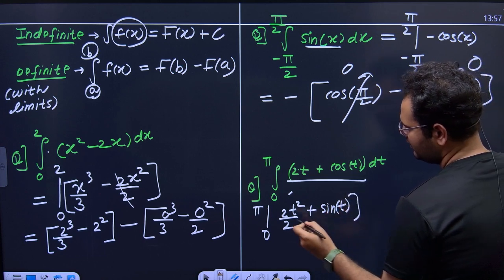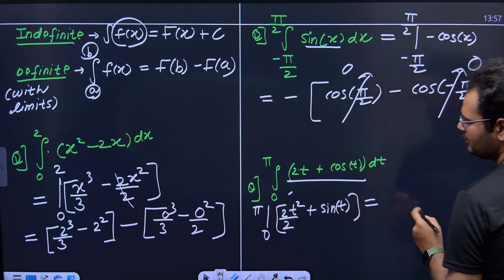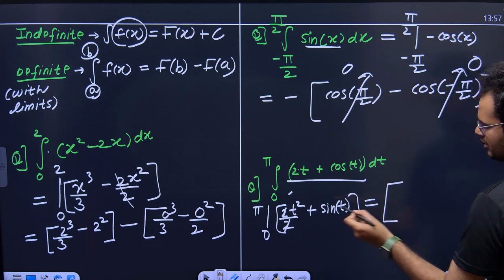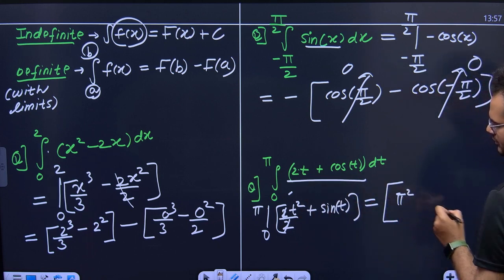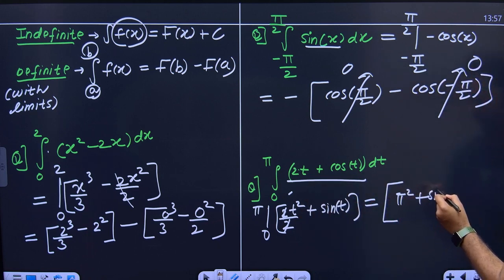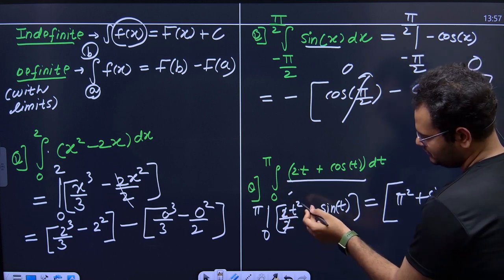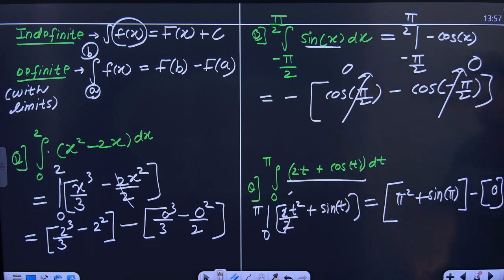Okay. Then what do I have to do? Simply you have to apply the limits. First, 2 and 2 will be cancelled. So upper limit is what? Pi. You put here pi square plus sin pi, minus everything 0 will come. You substitute here 0. Here it will be 0. 0 square is 0. Sin 0 is also 0. You tell me what is the value of sin pi? It is 0, sir. So the answer is what? Pi square.